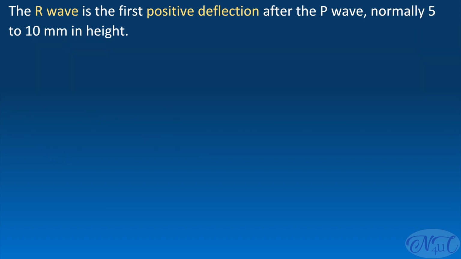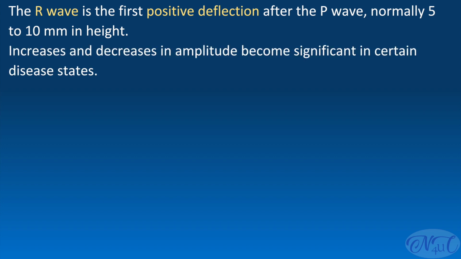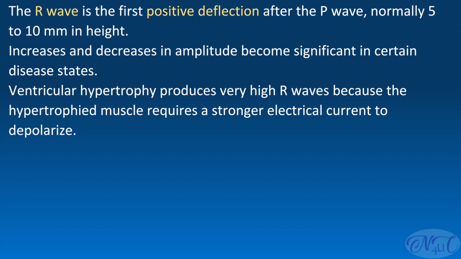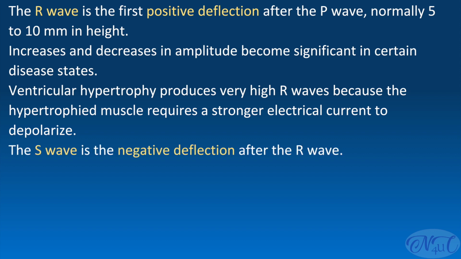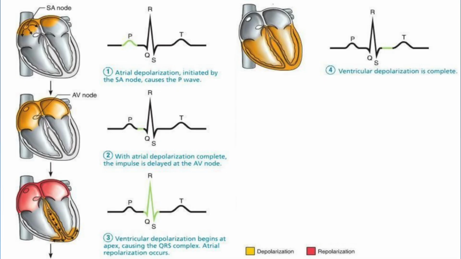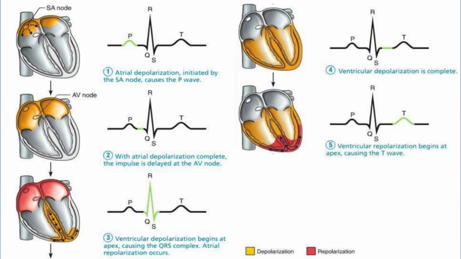The R wave is the first positive deflection after the P wave, normally 5 to 10 mm in height. Increases and decreases in amplitude become significant in certain disease states. Ventricular hypertrophy produces a very high R wave because the hypertrophied muscle requires a stronger electrical current to depolarize. The S wave is the negative deflection after the R wave. As the ventricles repolarize, a T wave is produced and recorded.